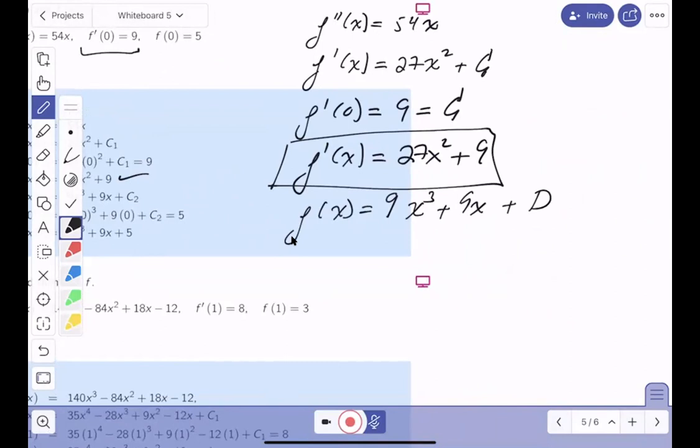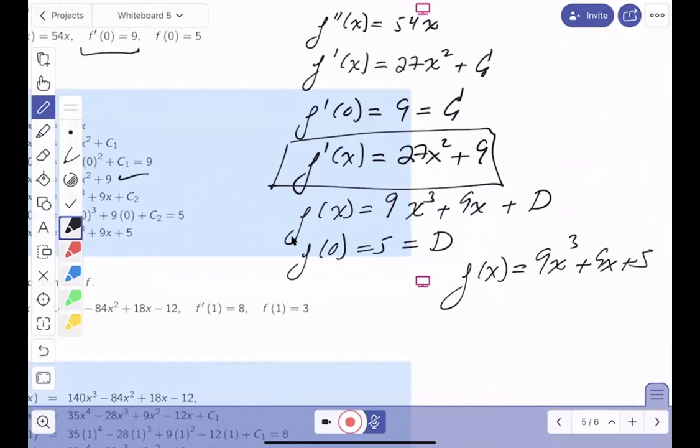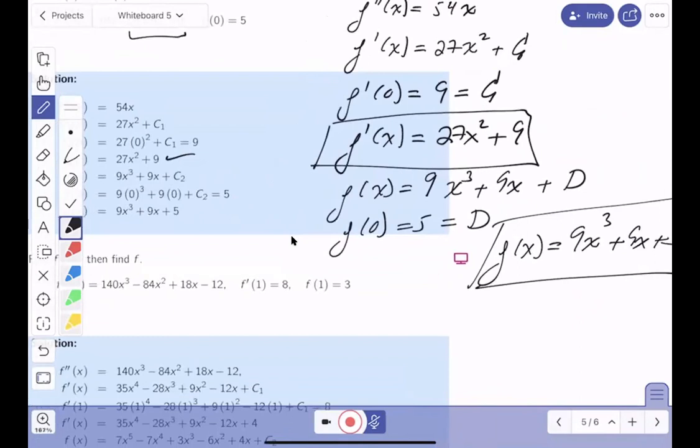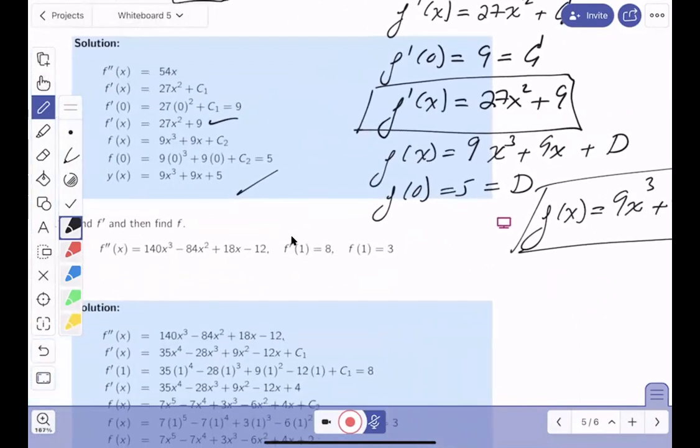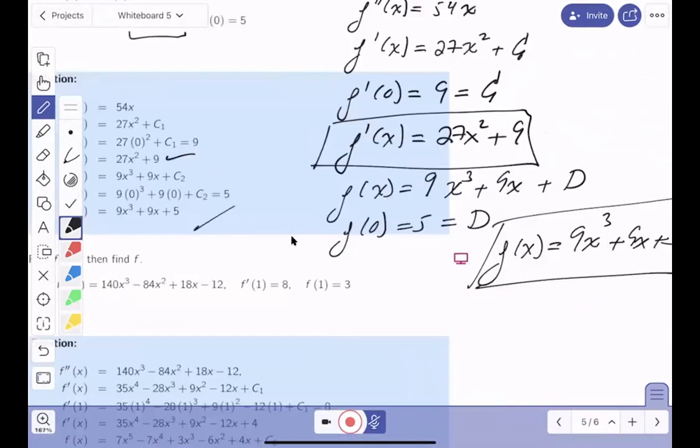Another constant. Now, what do I know? I know f of 0 is equal to 5. So what does this tell me? It tells me d is 5. So I can write f of x down now. What's f of x? And we'll check with the key later. Mistakes happen a lot, by the way, and that's why we have a key for you to look at. When you go over here, let's take a look. And I'm seeing the 9x cubed plus 9x. Yeah, bingo.